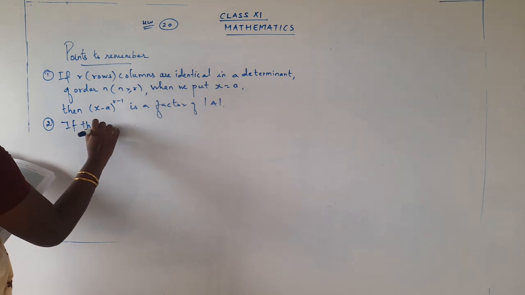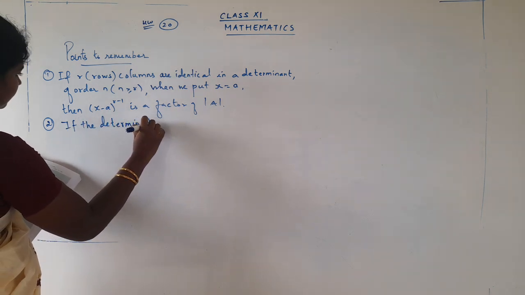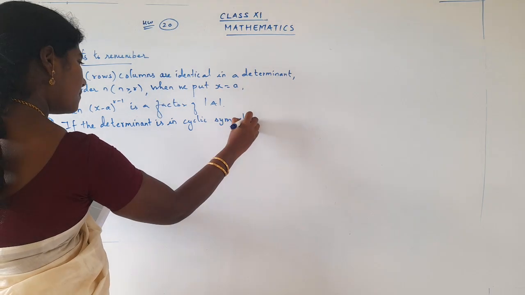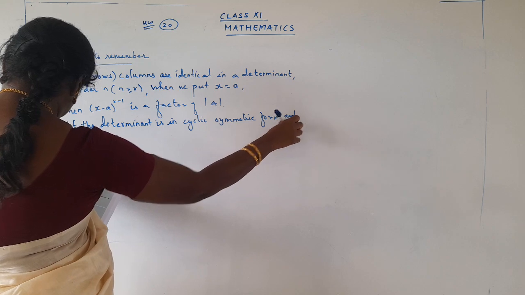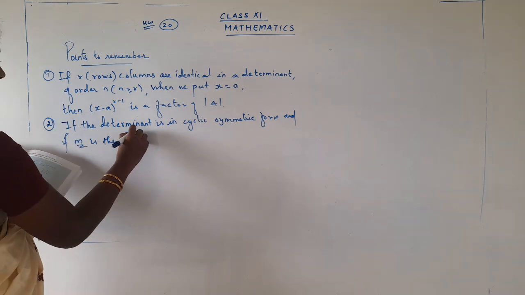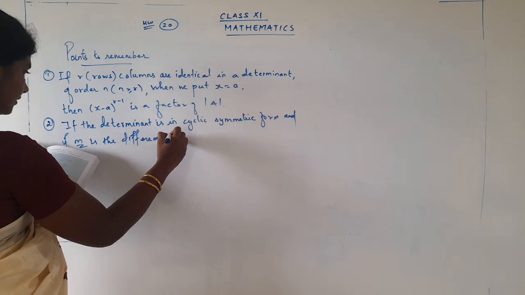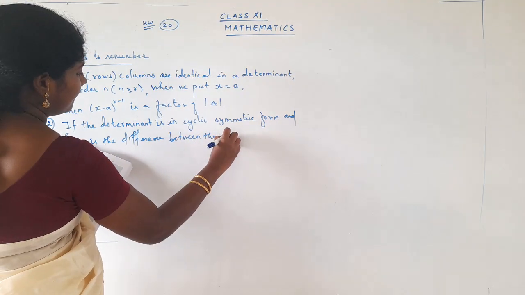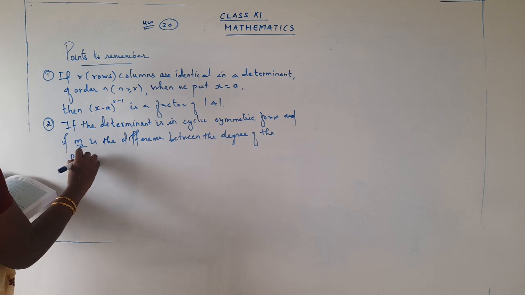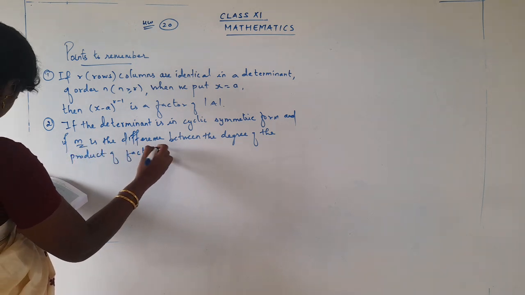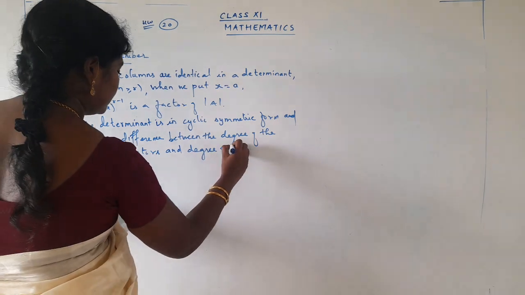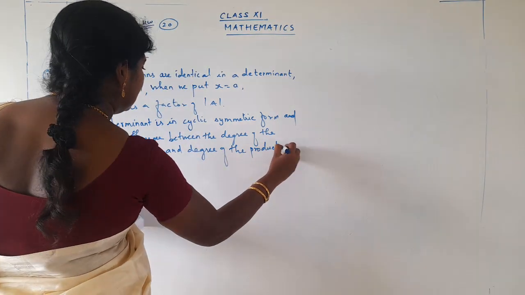If the determinant is in cyclic symmetric form, and if m is the difference between the degree of the product of factors and the degree of the product of leading elements.